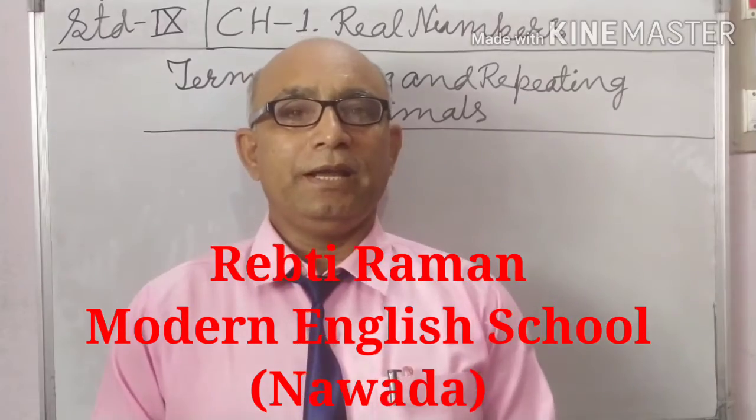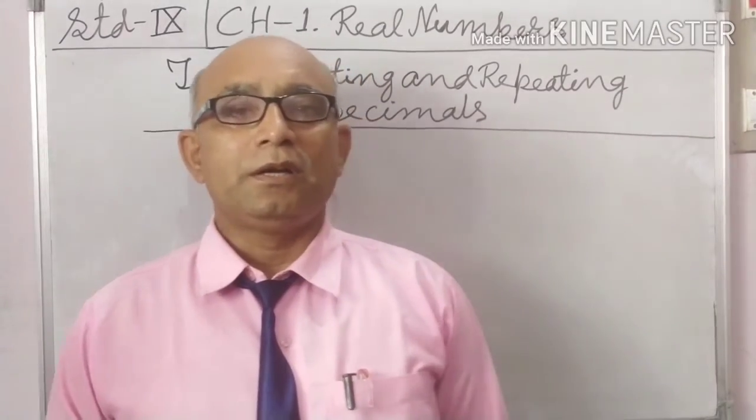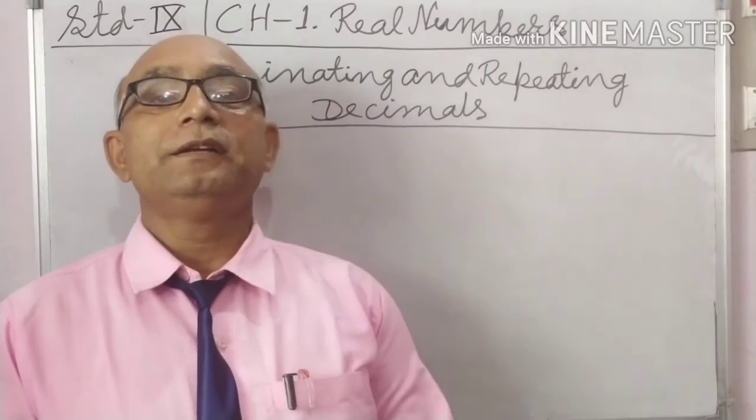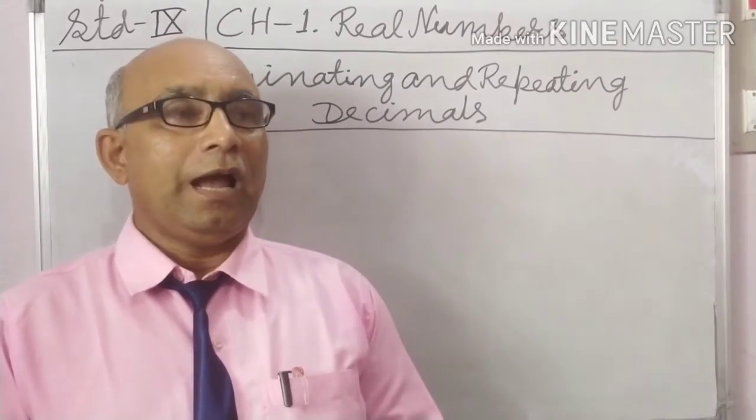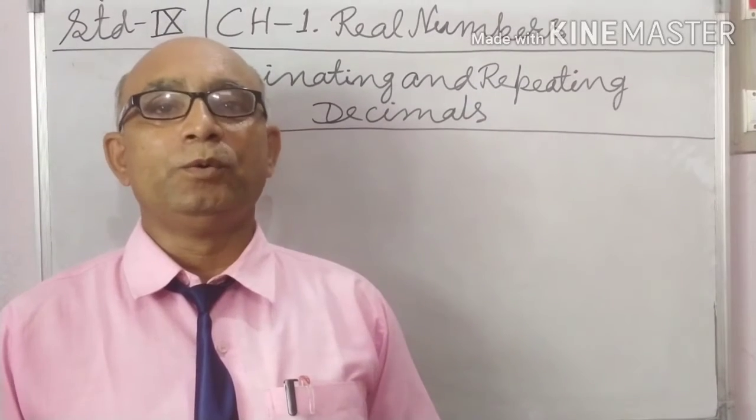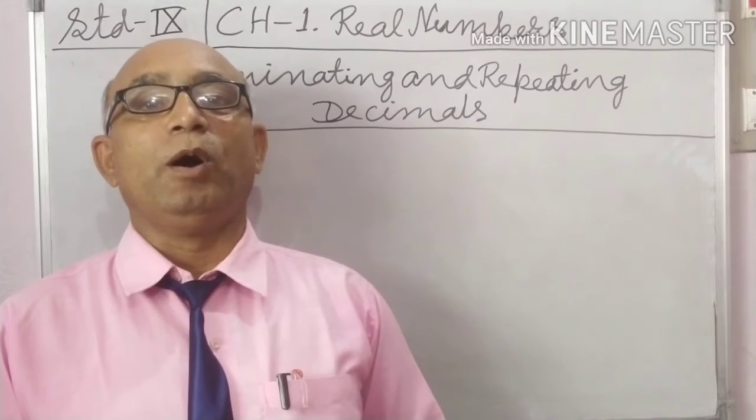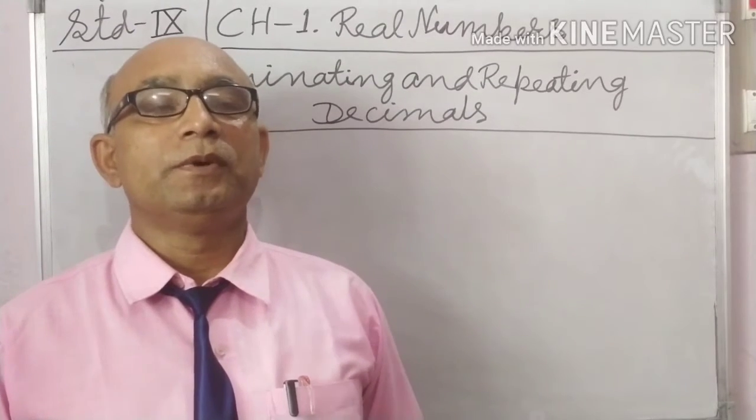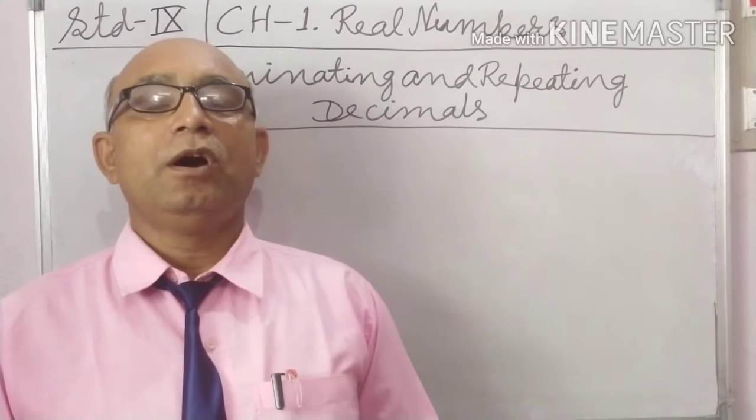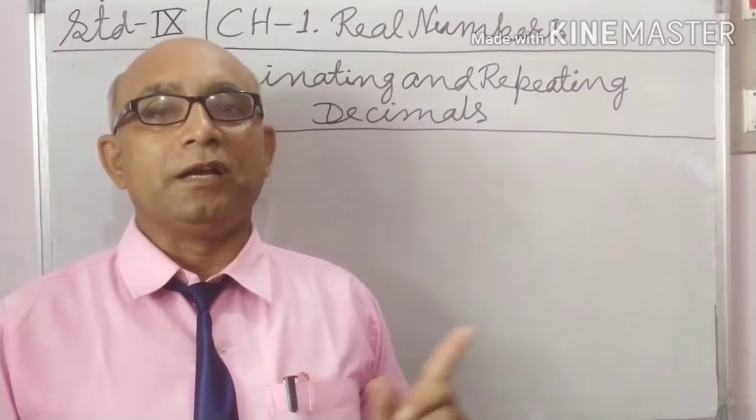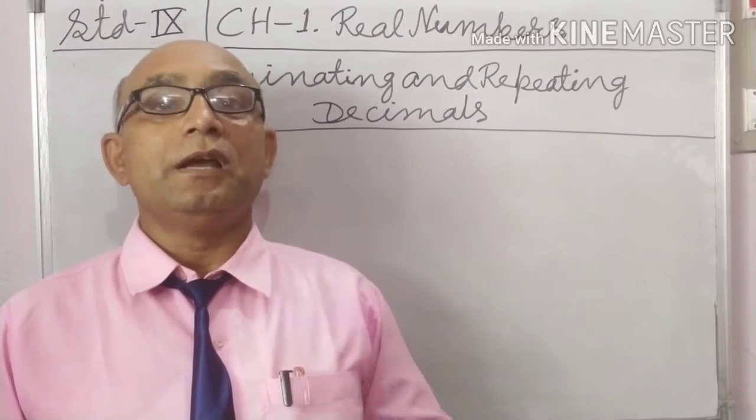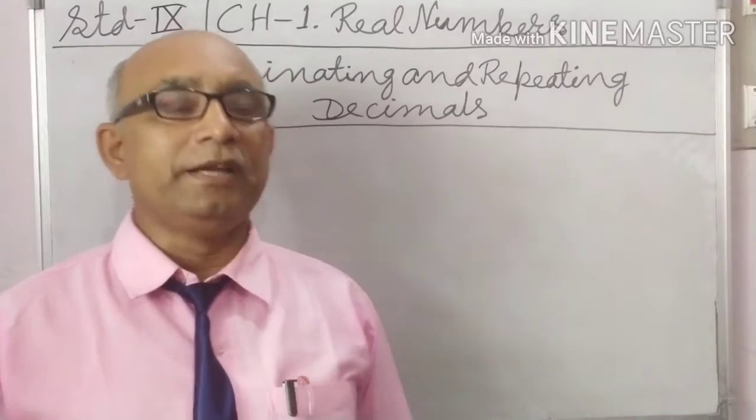Students, today I shall discuss with you terminating and repeating decimals. Every rational number of the form p by q can be expressed in decimal form. There are two types of decimal expressions of a rational number: terminating and non-terminating. Non-terminating means repeating or recurring decimals.